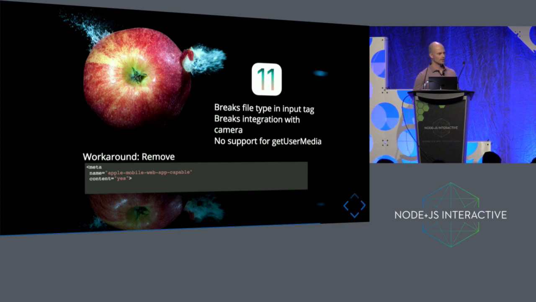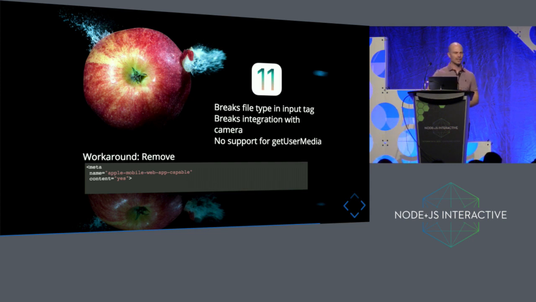So the workaround is you go in and you remove that meta tag that tells it is web app capable. So they're kind of fighting with each other here. You tell it it's web app capable, so it'll have progressive web app-like functionality. You do that, you lose progressive web app-like functionality. I don't know what to tell you.